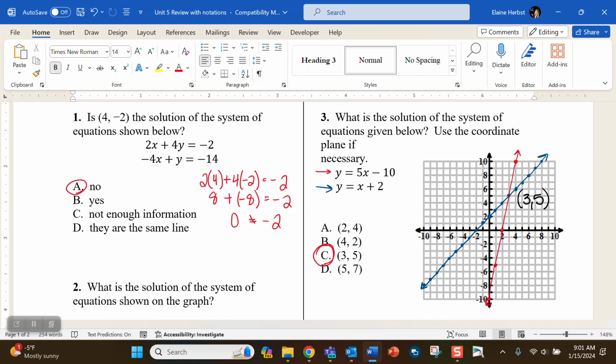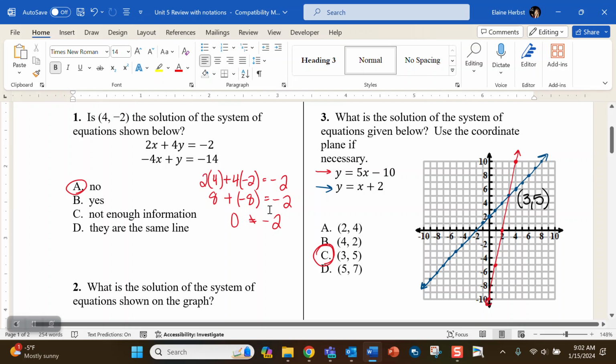These lines intersect at (3, 5). Again, we're going right 3 and then up 5, but that answer was not included in the multiple choice. So let's go ahead and change letter C so that it is (3, 5). I'll have this right for future years, but (3, 5) then is the correct answer.